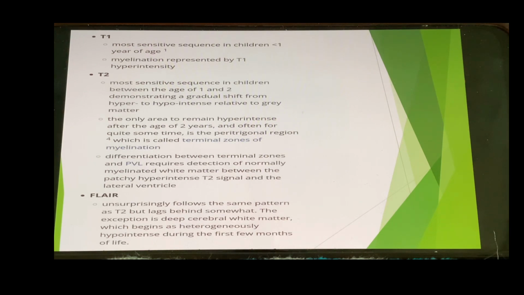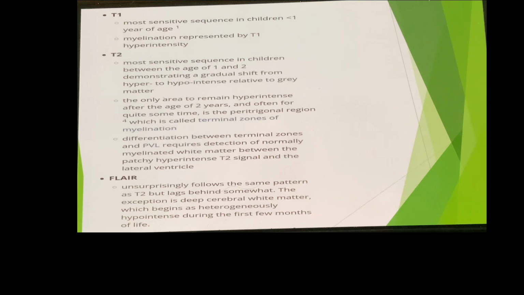If you are looking for myelination, whether it is normal or not, on a T1 phase, myelination is hyperintense. On an MRI, myelination is represented by T1 hyperintensity and hypointensity on T2 relative to the gray matter.